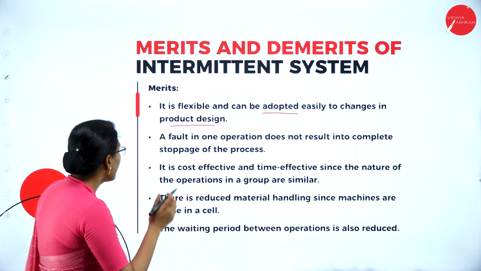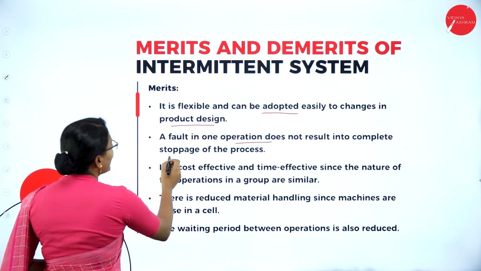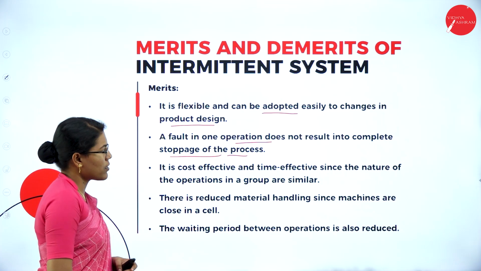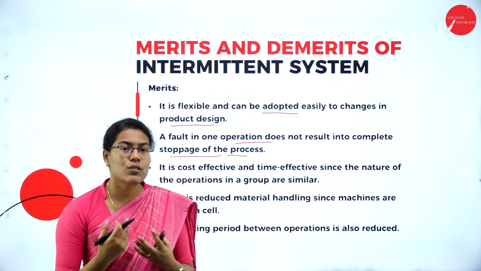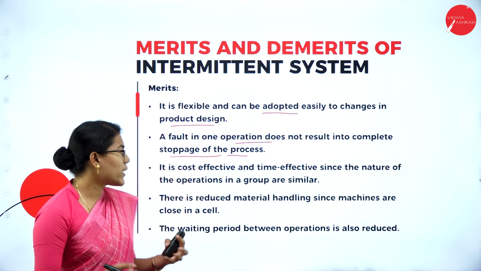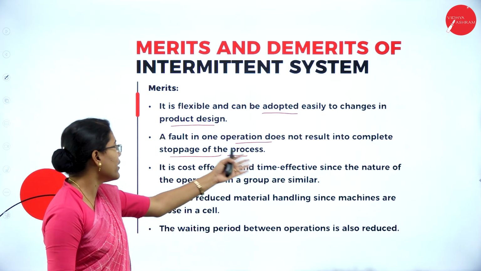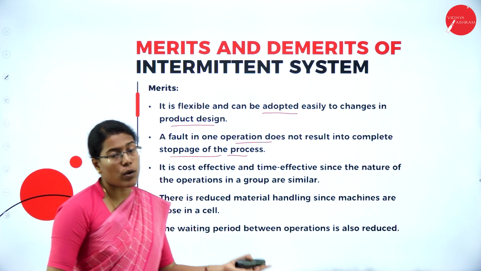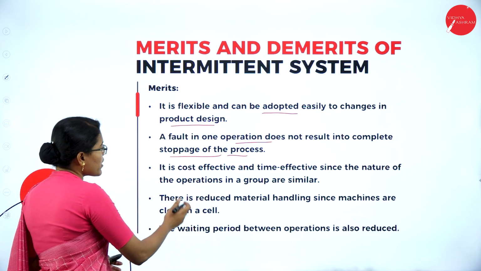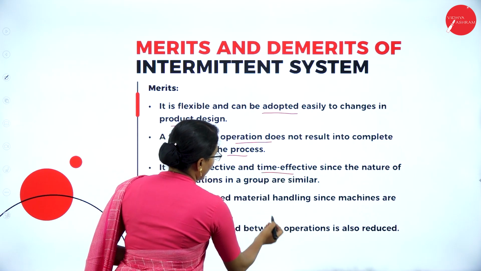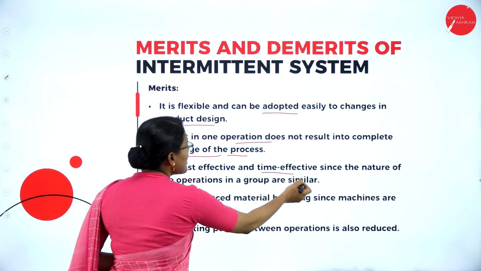And here the fault in one operation does not result in complete stoppage of the process. Since you can make changes easily and the system is so flexible, any fault that happens in one process of the production does not result in the complete stoppage of the process like in a continuous production system. And it is cost effective and time effective, since the nature of the operations in a group are similar.